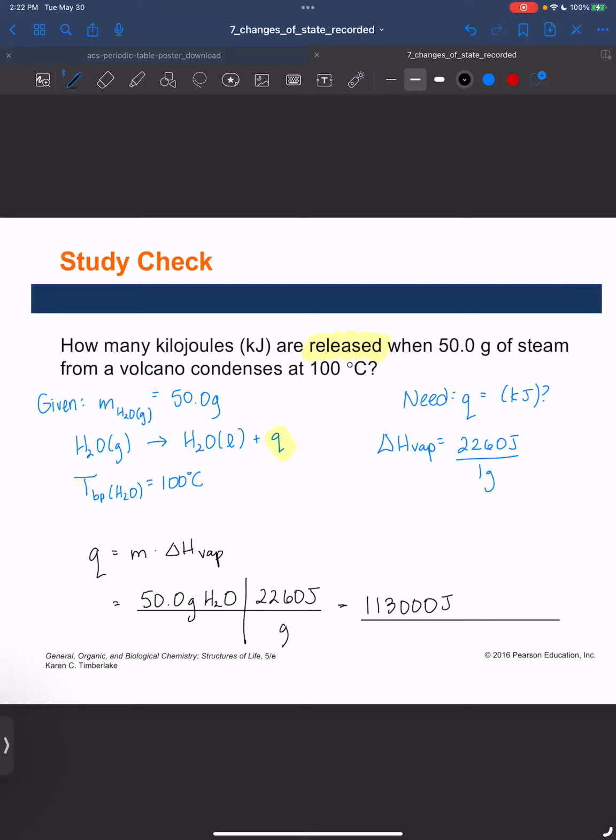So what are we going to do here? That's correct. 1,000 joules in 1 kilojoule. We're going to do that conversion. You can see, when we do any of the dimensional analysis, it's all about unit cancellation. So this final answer, if we divide by 1,000, is 113 kilojoules of energy to 3 sig figs. And that's how much energy is released, because condensation is an exothermic process.